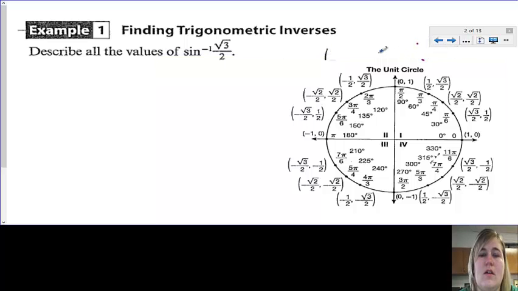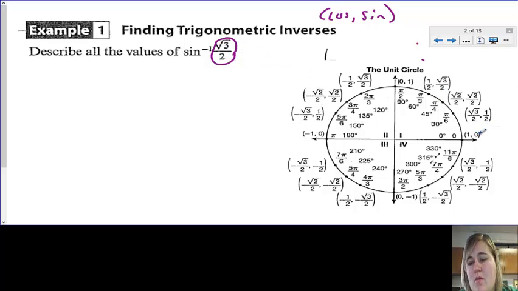So this says to describe all of the values of inverse sine of radical 3 over 2. I went ahead and gave you the unit circle because you're going to need to be able to use the unit circle to help you solve these. Remember we said it goes cosine and then sine. So we're looking for y values that are radical 3 over 2. As I'm looking at my y values, this is x and then y, so I have 0, 1/2, radical 2 over 2. Here's one where I have radical 3 over 2, and that is for this pi over 3, or 60 degrees. So that's one, and let's continue on.